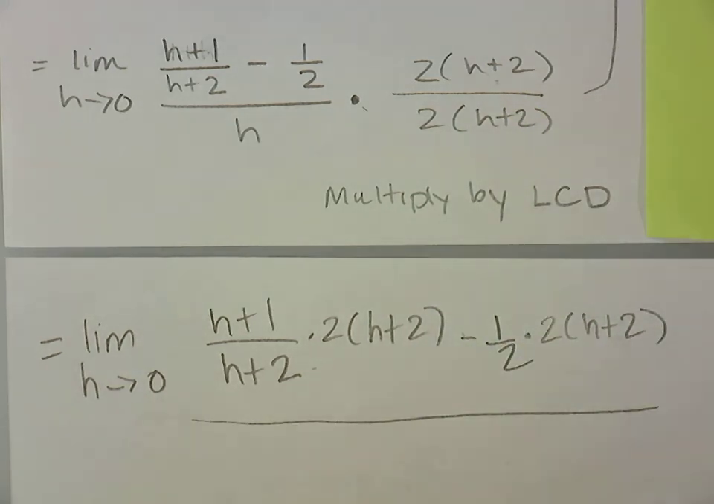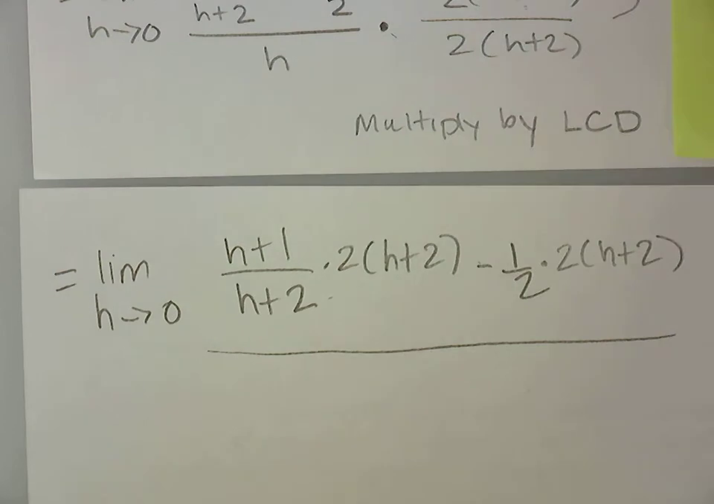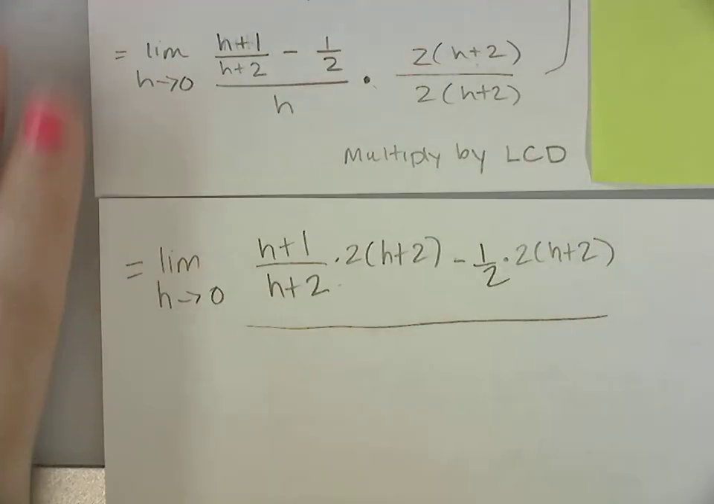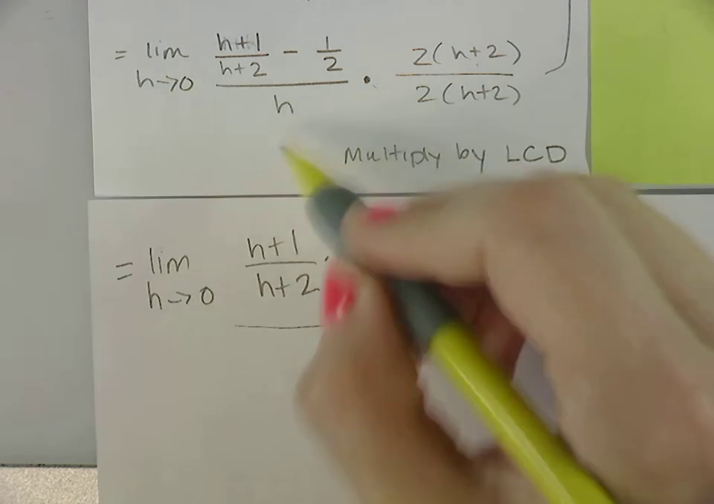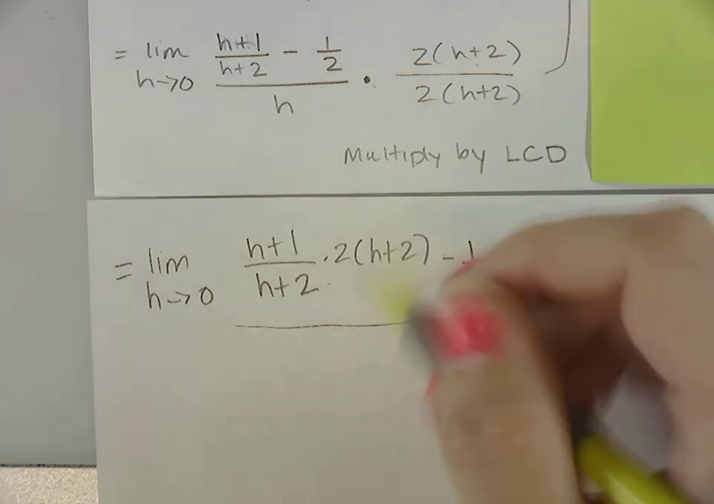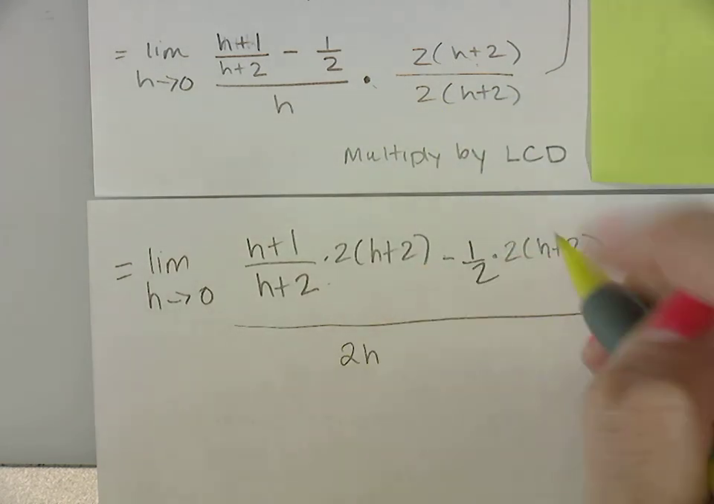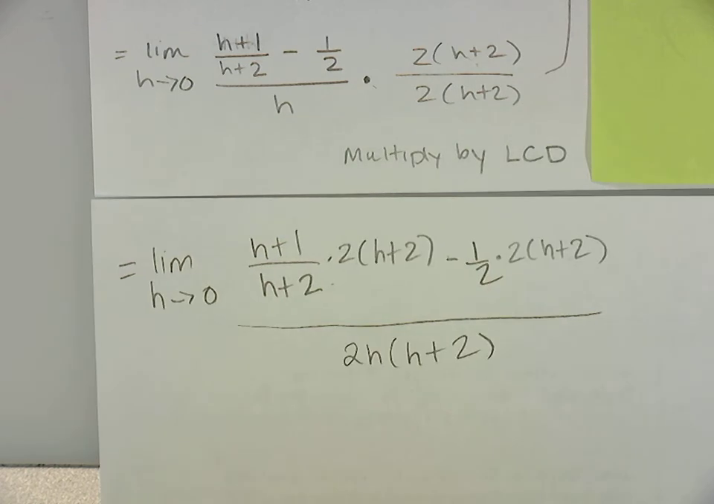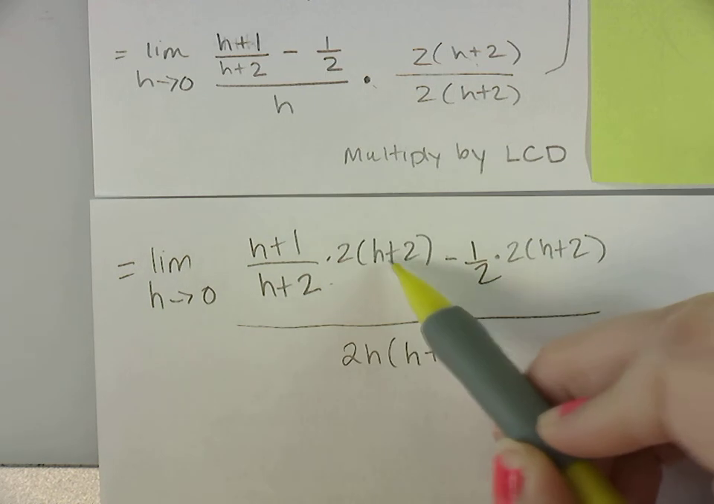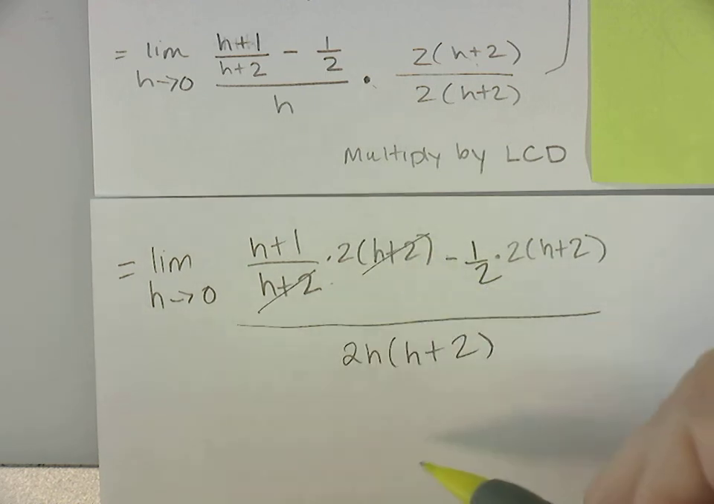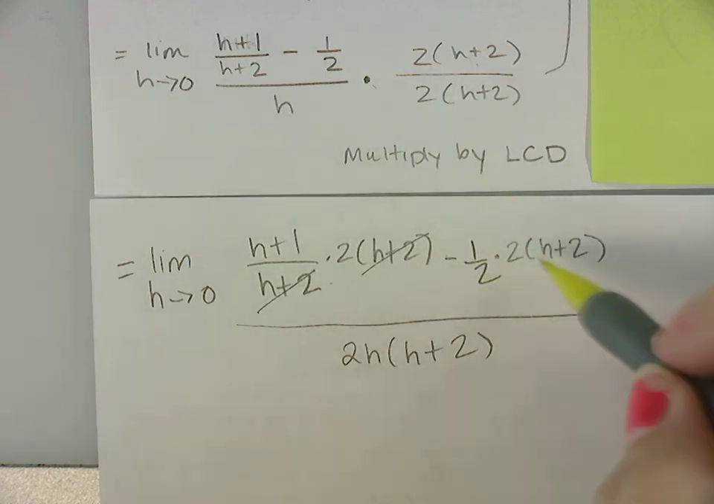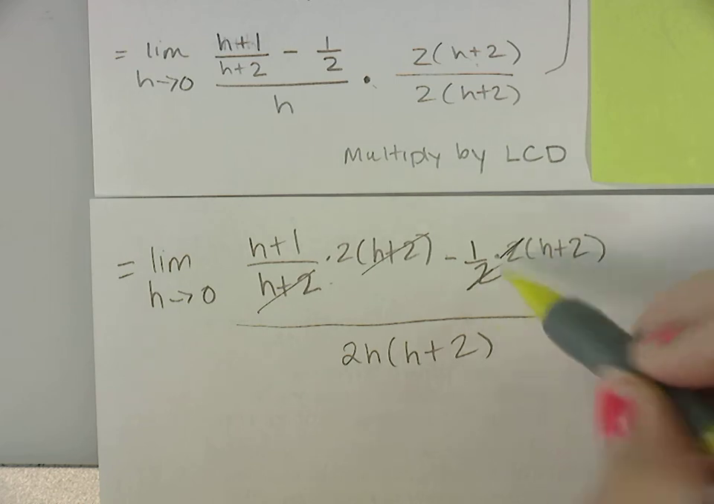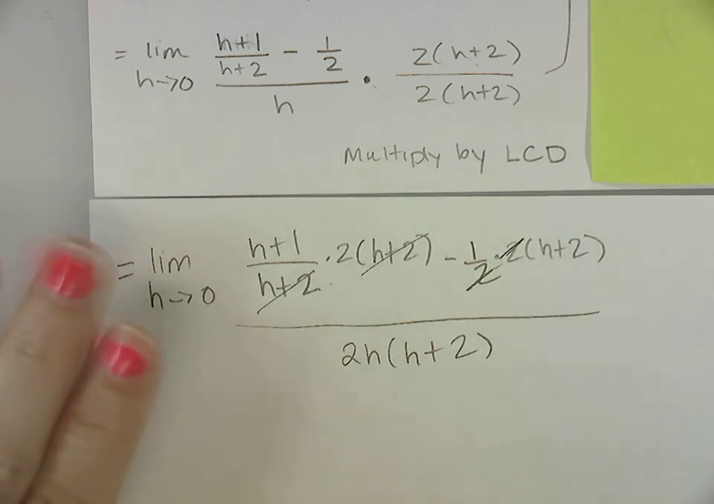And then on the bottom, be careful, because if I forget anything, it's usually I forget to multiply those together on the bottom. So h times 2 times h plus 2, so we're just going to write it as 2h times h plus 2. And remember, we want to keep it like that because we're probably going to have some cancellations. In fact, if you look here, the h plus 2 and the h plus 2 are going to cancel out. The 2 here and the 2 here are going to cancel out. So then let's clean that up.